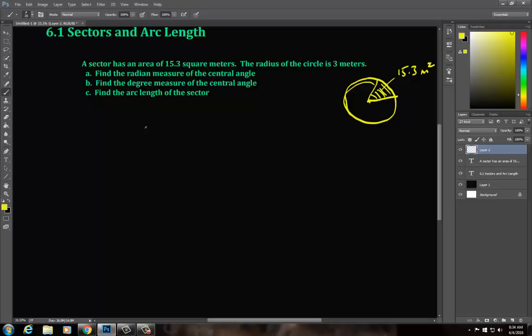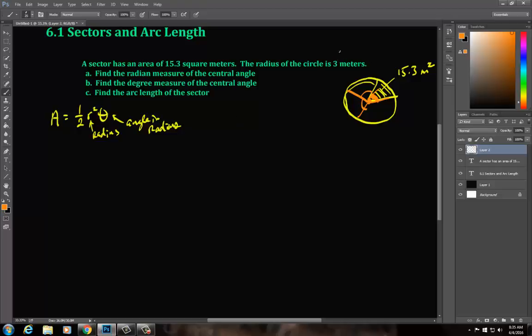So what we are going to do is go back to our formula, which is A equals 1/2 r squared theta, where r is, of course, a radius, and theta is the angle in radians. Well, that's good news, because part A wants us to figure out what's the radian measure of the central angle. And by the way, a central angle is the angle formed by the center going out like that. Like, that would be a central angle, and that would be a central angle. So let's figure this out.